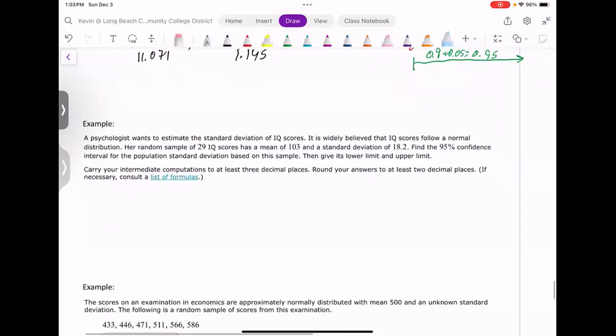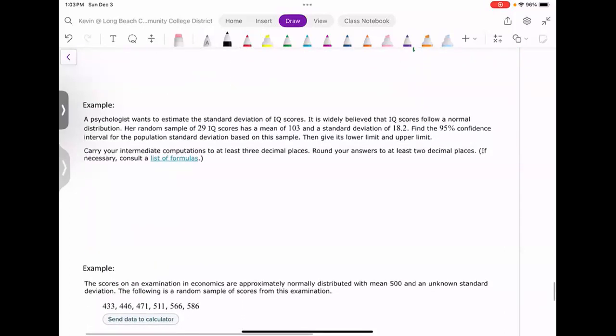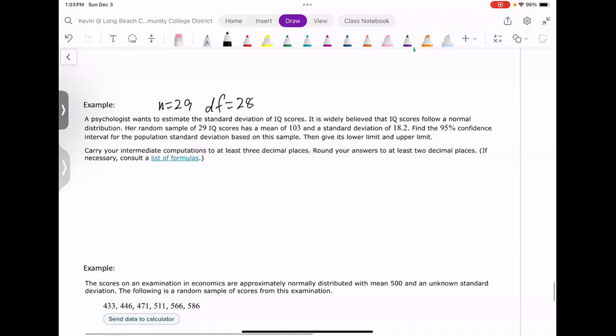All right, we have two more examples. A psychologist wants to estimate the standard deviation of IQ scores. It is widely believed that IQ scores follow a normal distribution. Her random sample of 29 IQ scores, let's write that down, n equals 29, which means my degrees of freedom is 28, and has a mean of 103, which we won't use, and a standard deviation of 18.2.